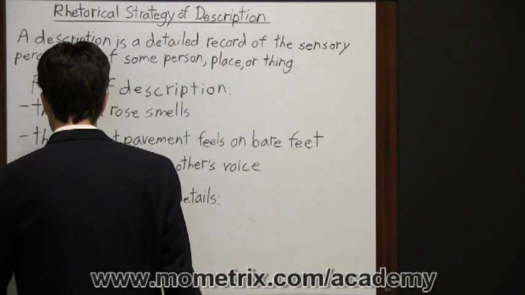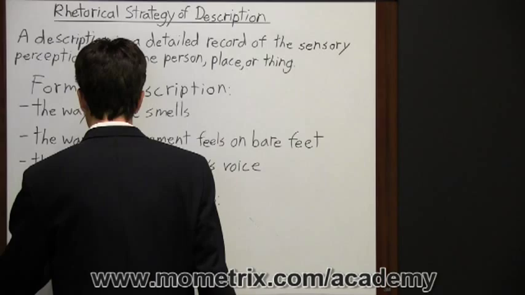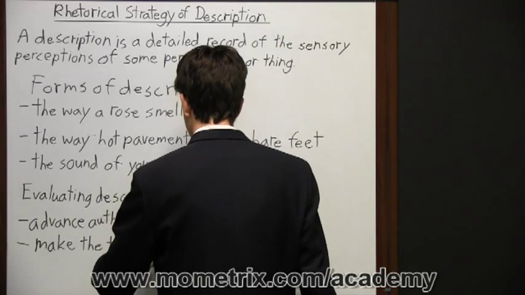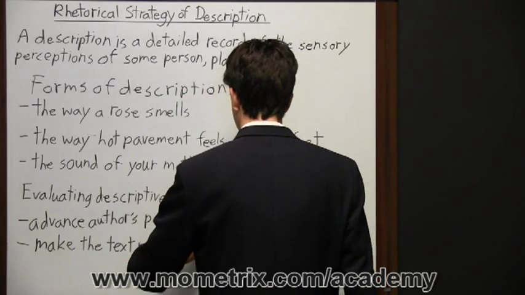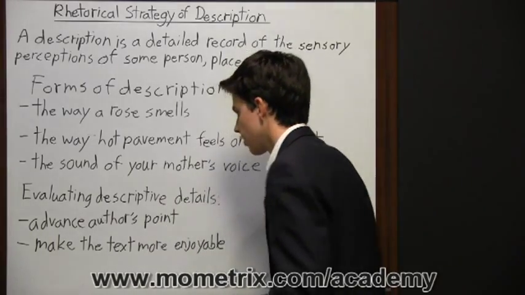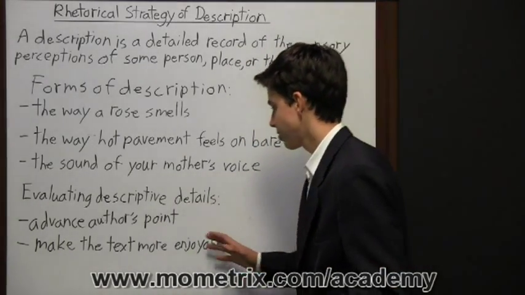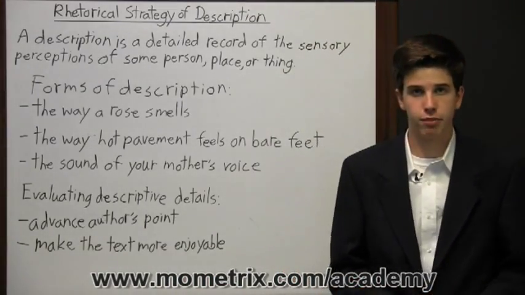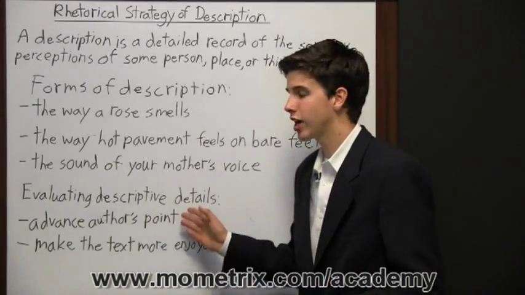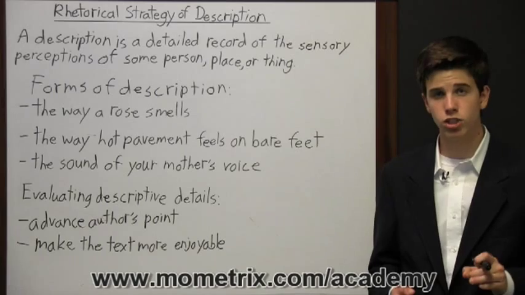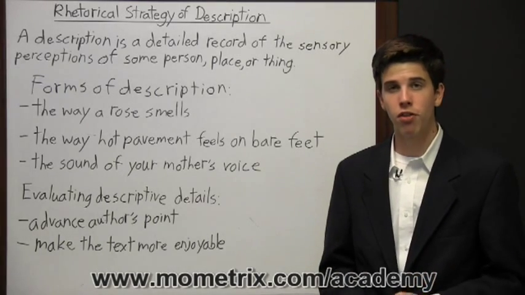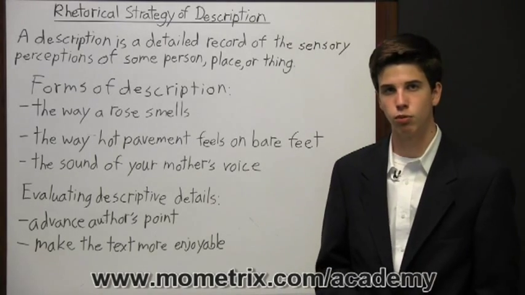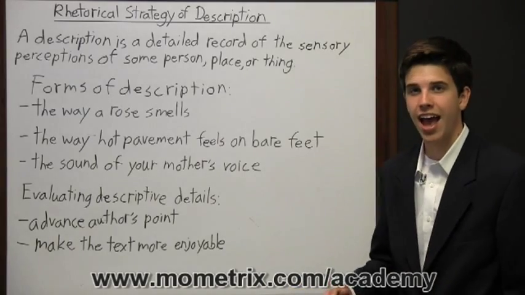And the descriptive details should also make the text more enjoyable. If the descriptive details don't make the text more enjoyable, then again, that means the details are probably irrelevant, or there's just too many of them, and so they're becoming cumbersome to the reader. And again, they're distracting from the author's main point. So you as the reader should be constantly evaluating whether the descriptive details included by the author advance the author's point and make the text more enjoyable, or if they are just distracting and irrelevant.